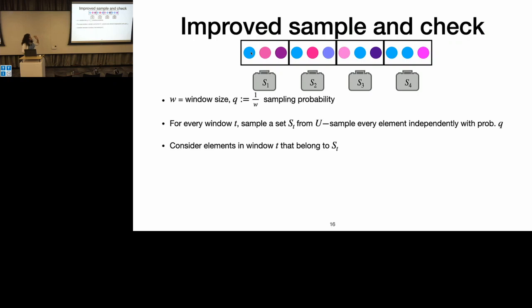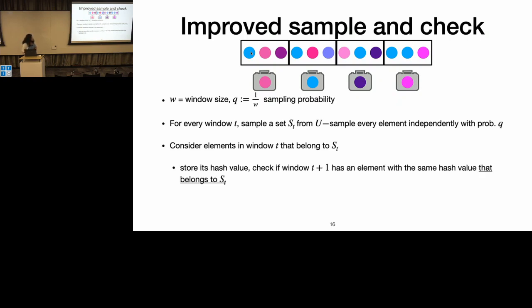So that's why I have all these sets S1 to S4. Those are random samples from the universe where every element was sampled with probability 1 over square root of n. Then I consider the elements in the window that belong to the set. On average, you should expect one element to be in it, because the sampling probability was 1 over square root of n. Now I'm going to store the hash value of that element. Then I go to the next window. I look at whichever elements have the same hash value, and I check if that element with the same hash value also belongs to the set that was sampled in the previous window.